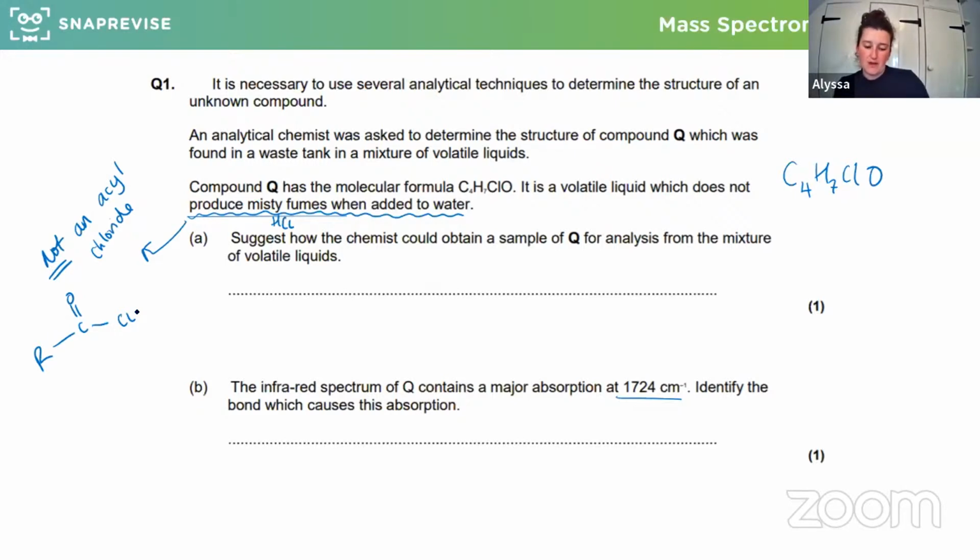Lovely. Cool. Okay, let's just answer these A and B, and then I'm going to have to disappear. So suggest how the chemist could obtain a sample of Q for analysis from the mixture of volatile liquids. How do we separate out samples from the mixture of volatile liquids? What do we reckon? Yeah. Can you be more specific, Hallie? What separating technique are you describing?